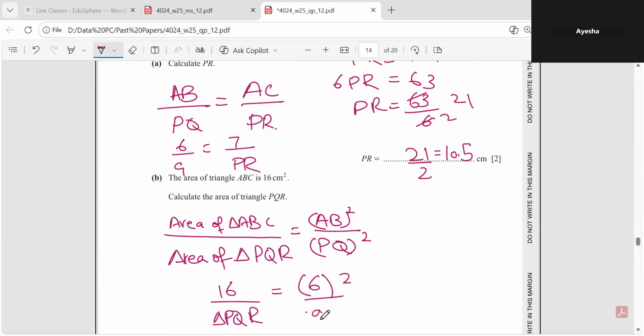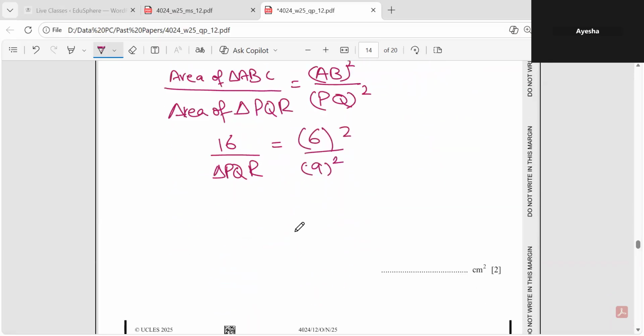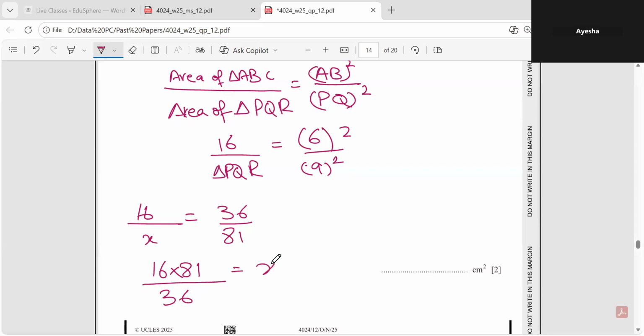PQ is given 9 square, which is 81 and 36. So we are going to replace that. So it will be 16 over X is equals to 36 over 81. So take the cross multiplication. So it will be 16 multiplied by 81 by 36 is equals to X. Let's simplify it because we are doing it without calculator. So we can do it. 3 12s are 36. 3 27s are 81.